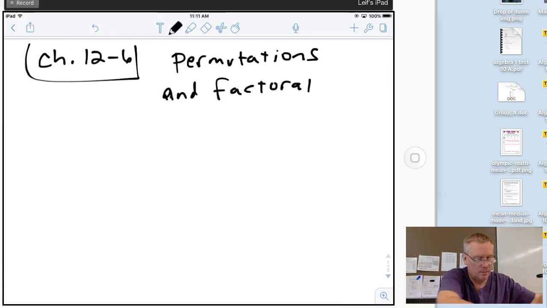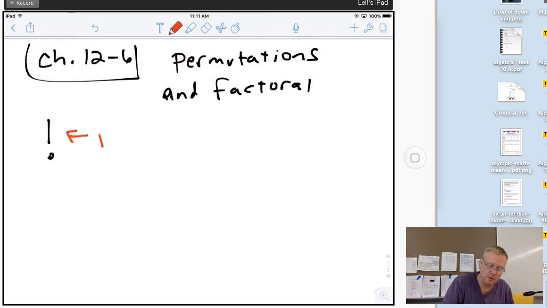Okay, hi there. Today I'm going to be covering chapter 12-6 for Algebra 1, Permutations and Factorial. So let me start with factorial. The exclamation point in math refers to factorial, okay?